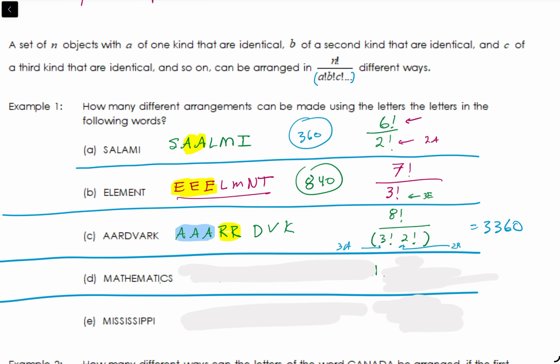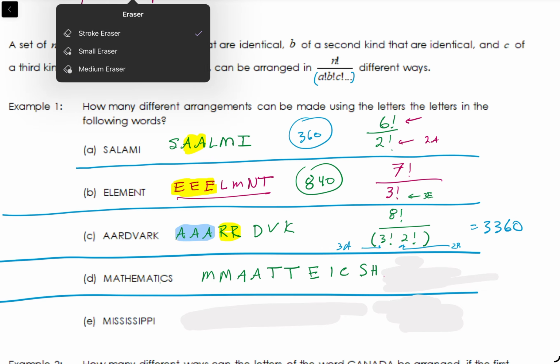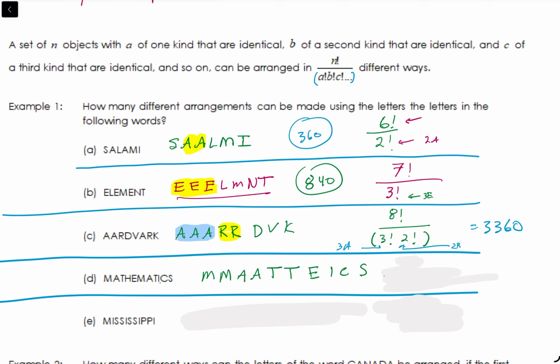Mathematics. Great question. Now, first things first, I'm just going to decompose mathematics. And when I first did this, I actually was missing the letter H. So it's really important that you count each individual letter and make sure that it matches up with your decomposed new word. So there's 11 letters in the word mathematics. Regardless, so there's 11. You know what goes up top? It should be 11 factorial.